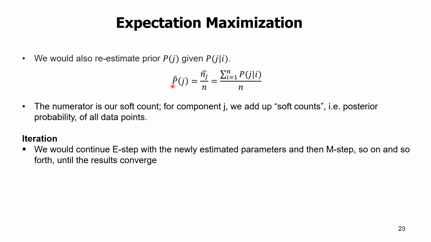So in the M step, we re-estimate the mean and variance of each Gaussian. In addition, if you need to re-estimate the prior, you use this formula to re-estimate the prior probability as well. So we have seen the E step and M step. Then we continue doing the E step and M step iteratively until there is no change in the values of the parameters. So that is the EM algorithm.